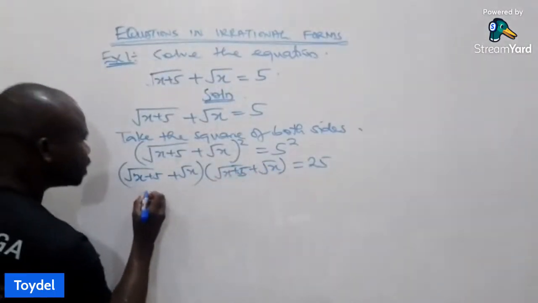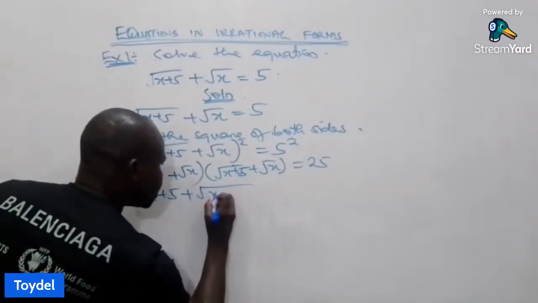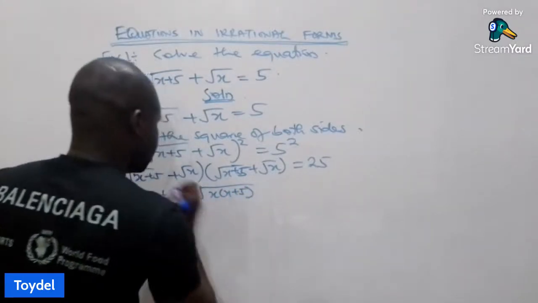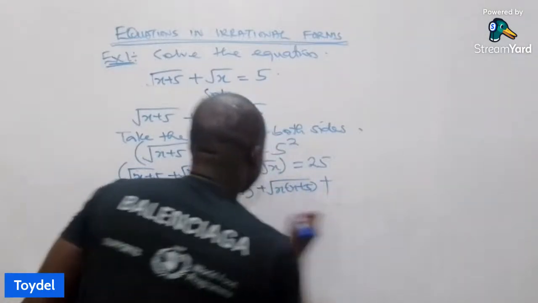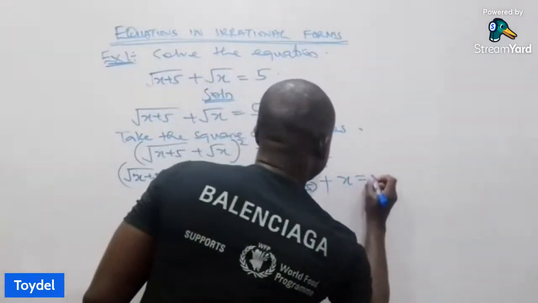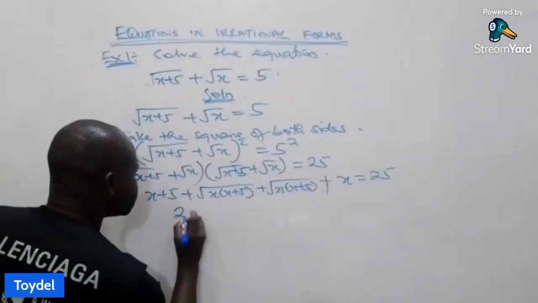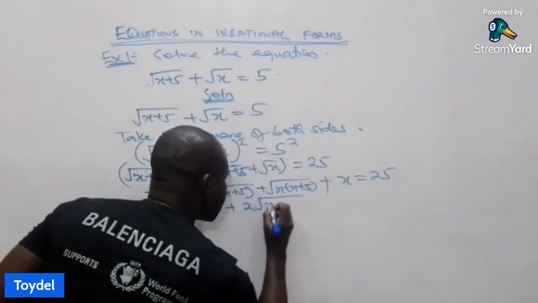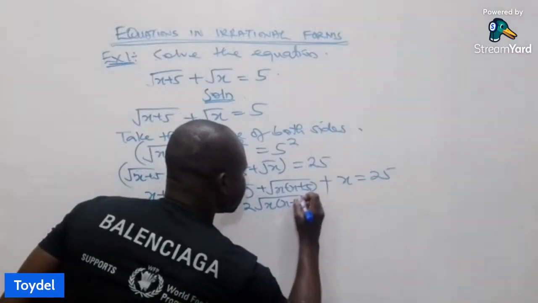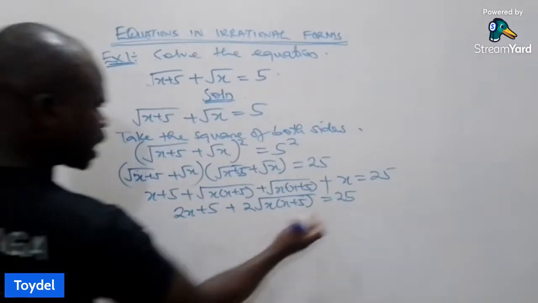So if I expand, this times this is going to give me x plus 5, then plus I have square root of x into x plus 5, then plus square root of x into x plus 5, then plus x, is equal to 25. Of course, I can add these two together to have 2x plus 5, then plus 2 square root of x into x plus 5, is equal to 25.